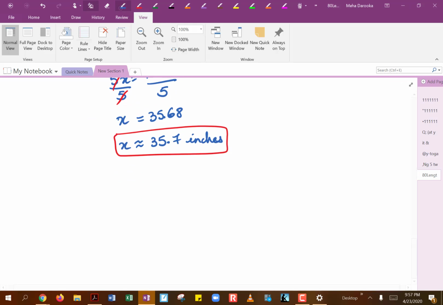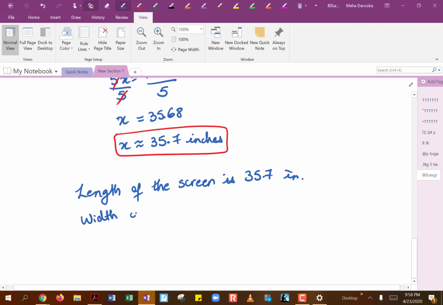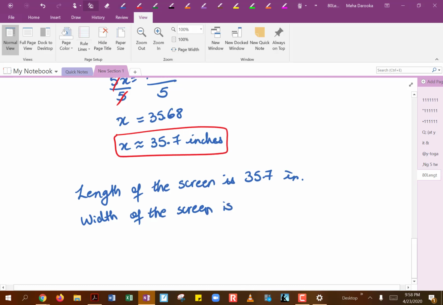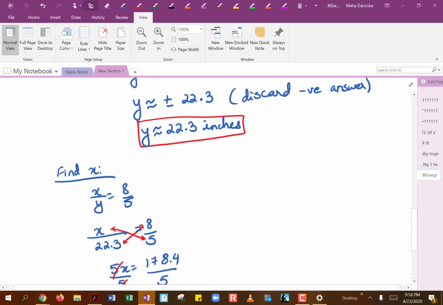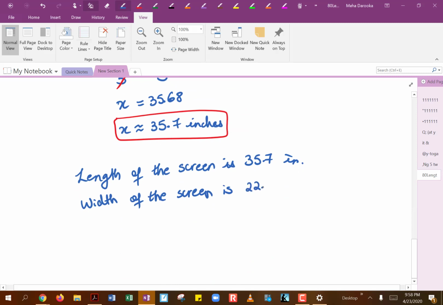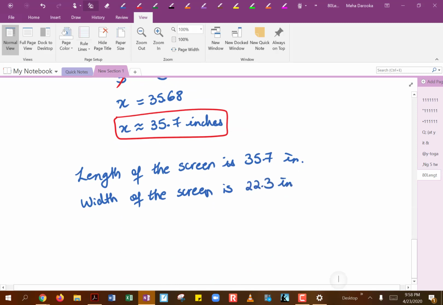Okay, so the length of the screen is going to be 35.7 inches. The width of the screen, and that's going to be of course your 22.3 inches. And there you go. That would be your answer for this problem.